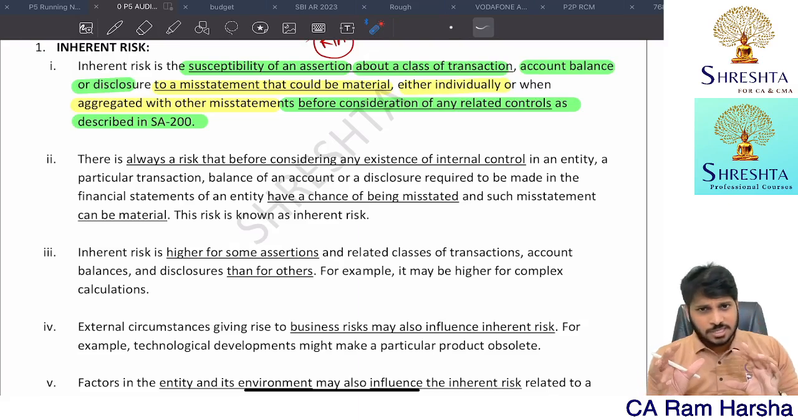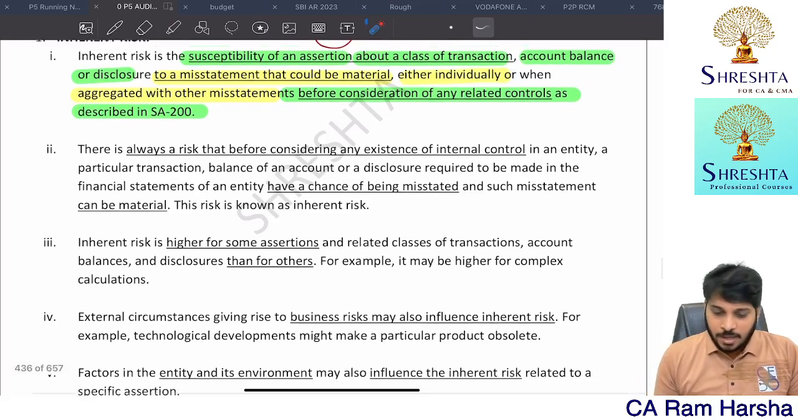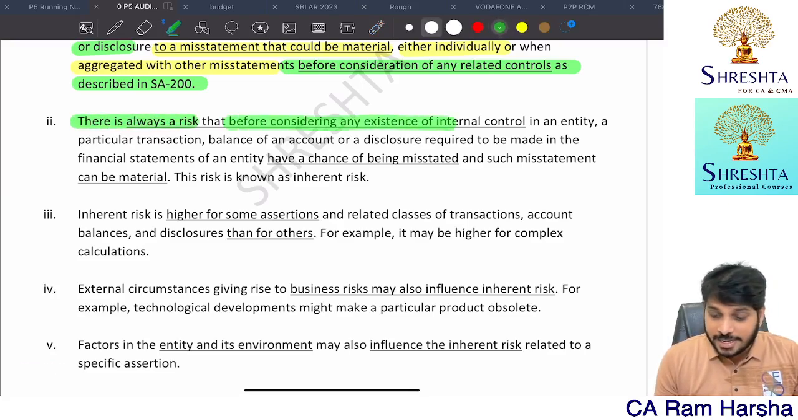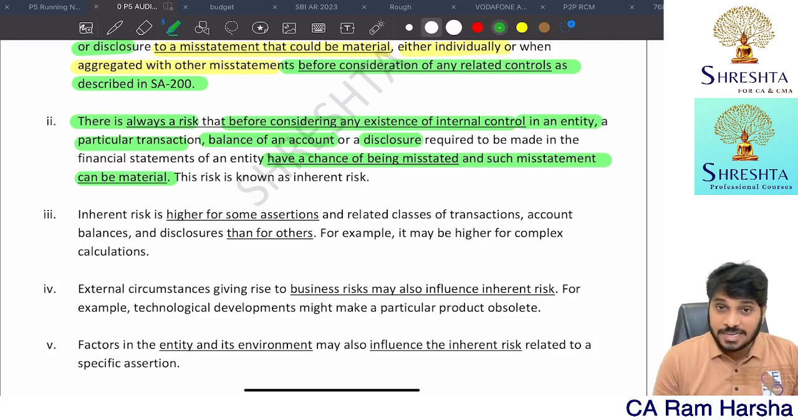Remember, these are risks not created by you, but you are identifying them. Remember, there is always a risk, before taking any internal control into account, of a particular transaction or a particular account balance or particular disclosure-related requirement. And there is always a chance that it will be misstated, and such misstatement can be material, and this risk is called inherent risk.